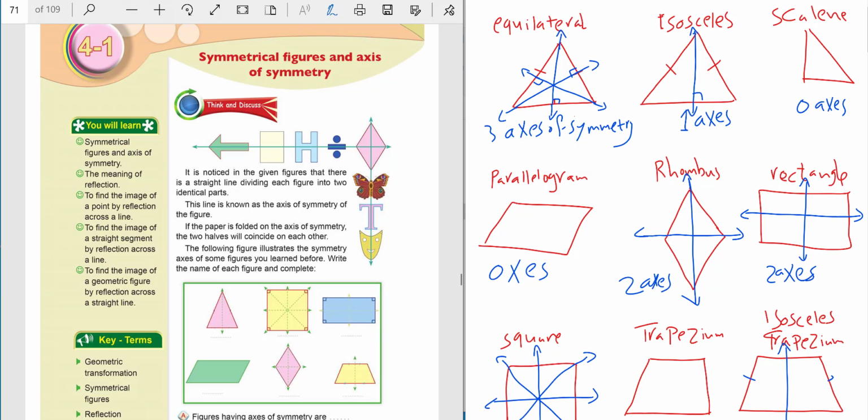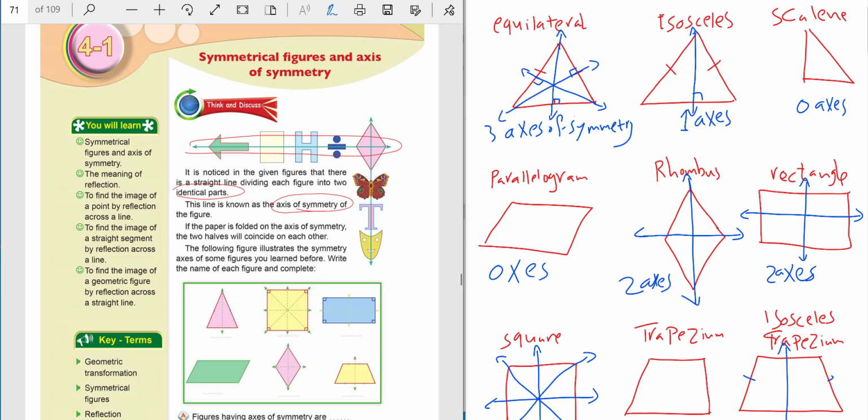Our lesson today is symmetrical figure and the axis of symmetry, lesson 1 in unit 4. Here we notice that this line divides each figure into identical parts. That means if we can fold the figure around this line, it's called a symmetrical figure, and this line is known as the axis of symmetry.